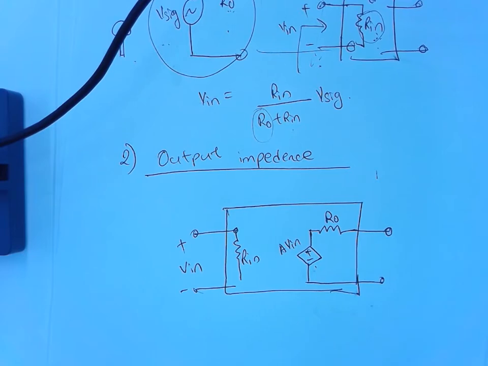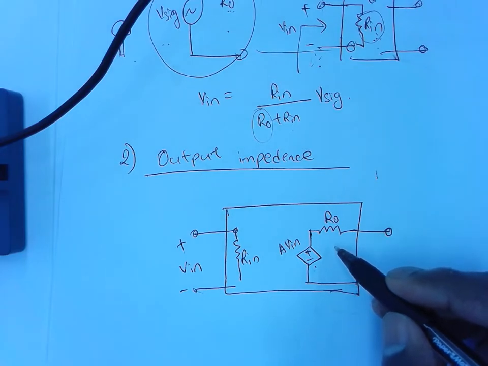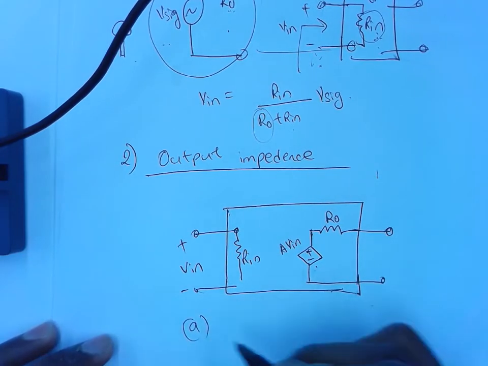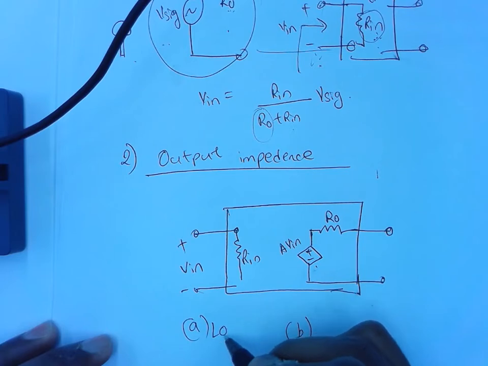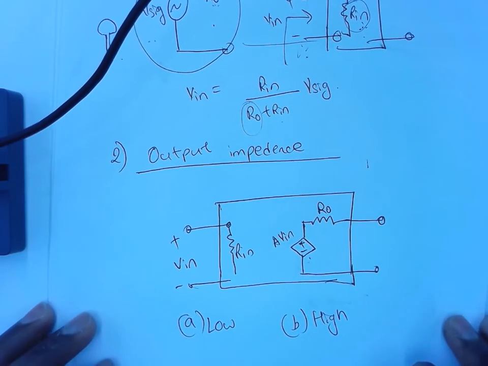Now, let's talk about this. Should this Ro be high or low? Low. Any other answers? Obviously, there are only two answers: low or high. Output impedance, low or high. I'll give you a minute to discuss it, and I want answers.